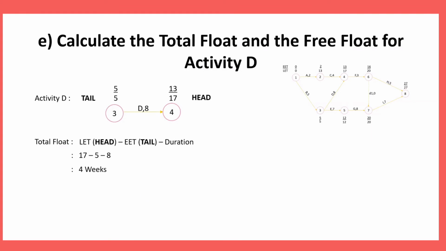Now, let's calculate the total float of D. The formula is LET head minus EET tail minus duration. LET head 17 minus EET tail 5 minus duration 8 equals 4 weeks.